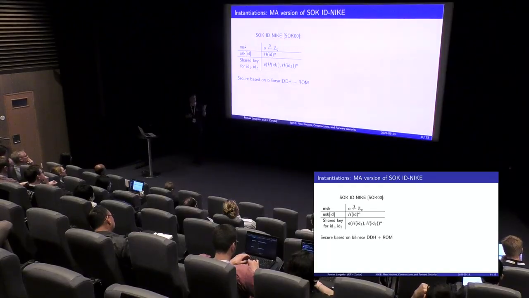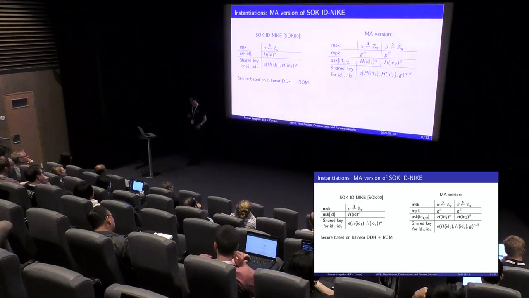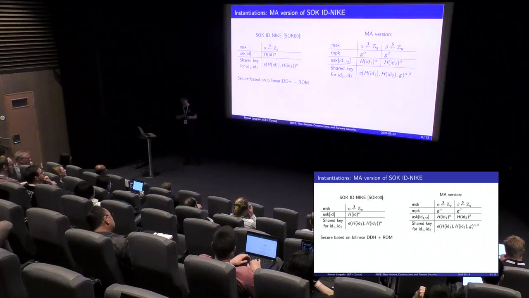So it can be shown that this is secure under the bilinear decisional Diffie-Hellman assumption in the random oracle model. For the multi-authority version, we need trilinear maps instead, so that's a much stronger assumption. And it works as follows.